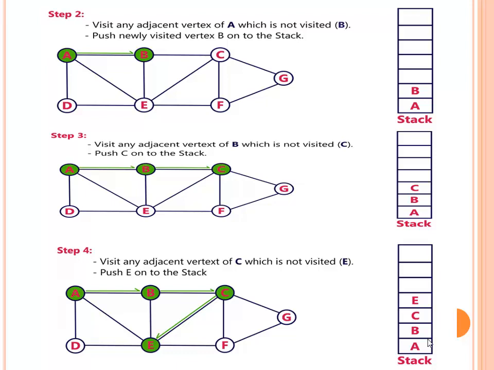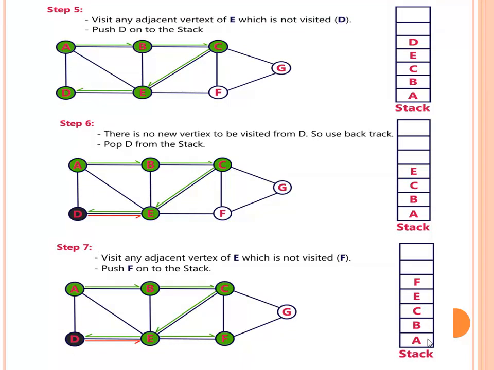Now B is on the top of the stack. Visit any adjacent vertex of B which is non-visited. Visit C and push C onto the stack. Now visit any adjacent vertex of C which is not visited. Visit E and push E onto the stack. Visit any adjacent vertex of E which is not visited. Here, visiting D and pushing D onto the stack.